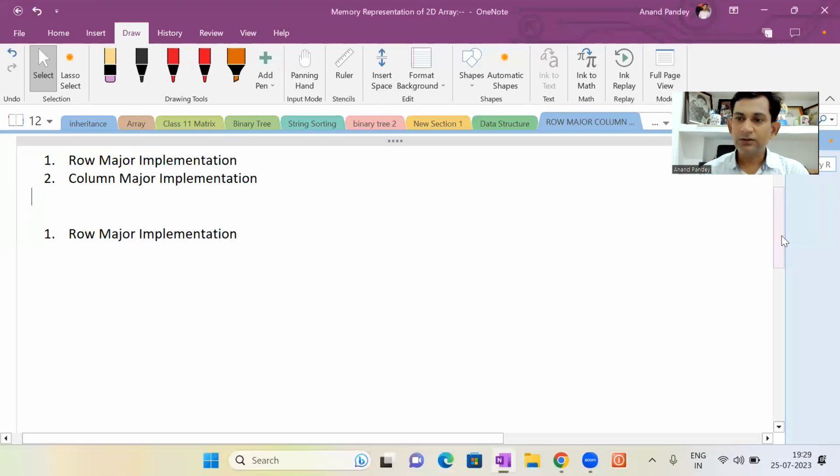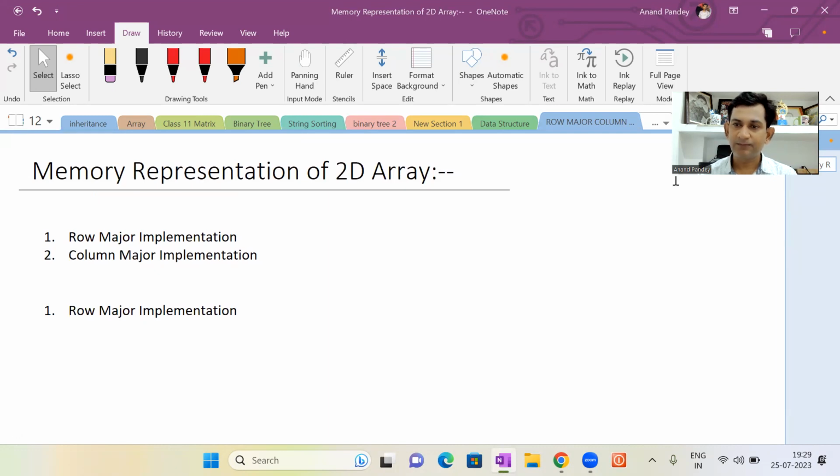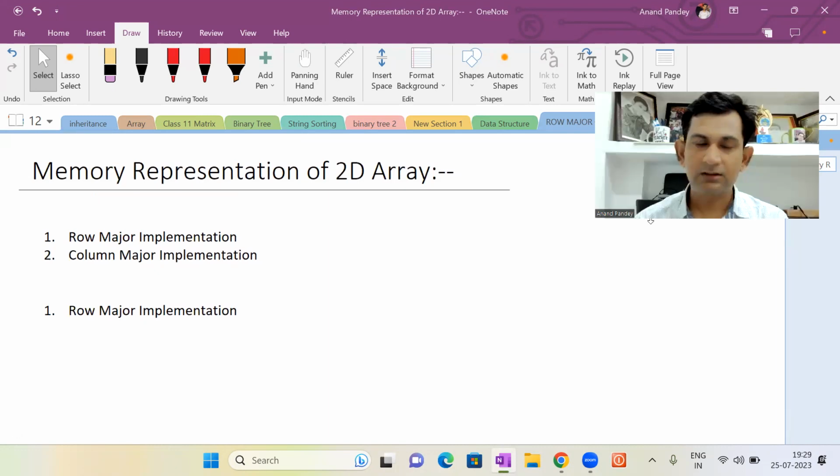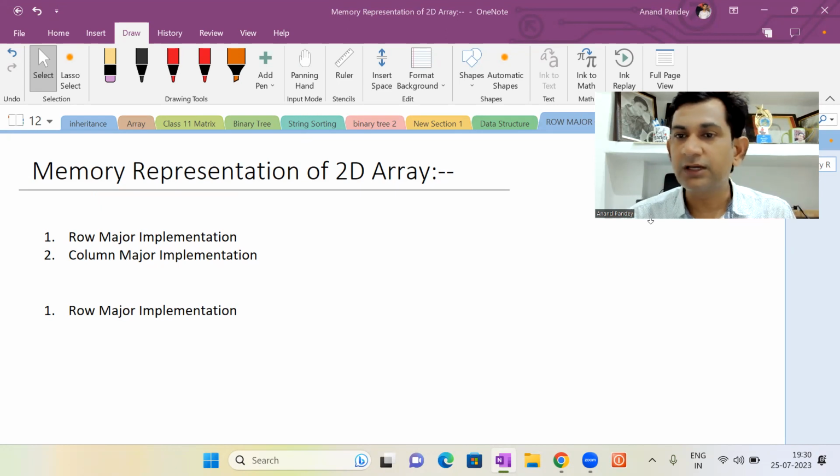Totally formula based question. So I will explain from the basics, so try to understand it. Let's start without wasting your and my time. Here we go. So the topic is memory representation of 2D array. Here, two methods are there for memory implementation in 2D array.